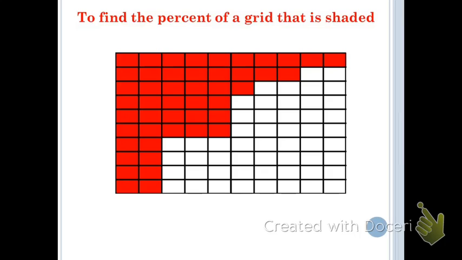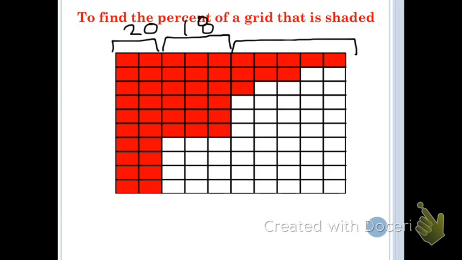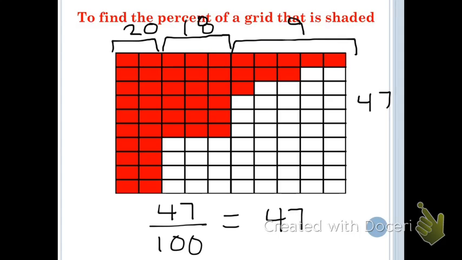Let's find the percent of this grid that is shaded. First we'll count the number of rectangles that are shaded. We have 20 here shaded. There's 18. And then here we have another 9 that are shaded. So 20 plus 18 plus 9 is 47. So 47 out of the 100 rectangles are shaded. So 47% of the grid is shaded.